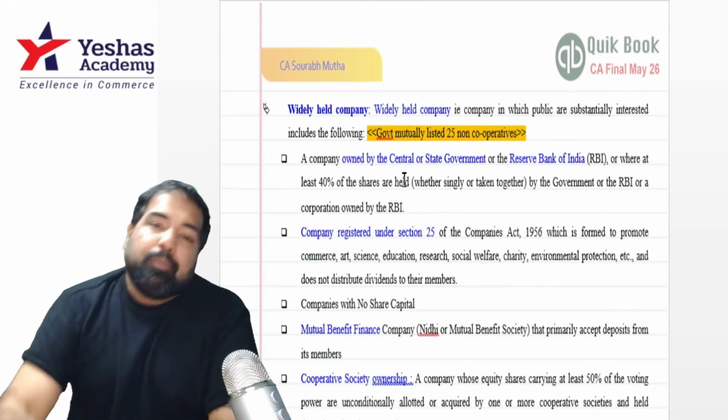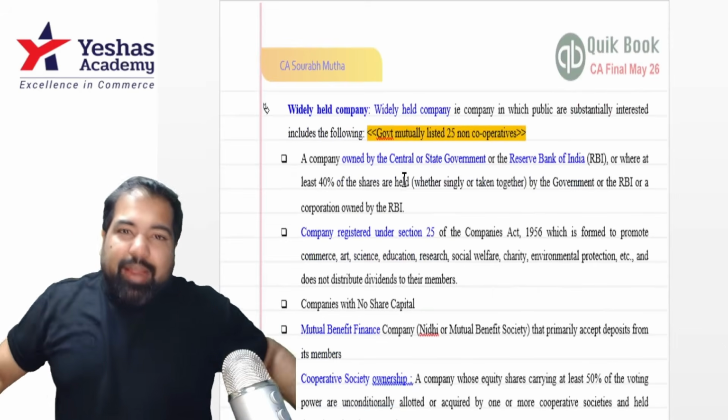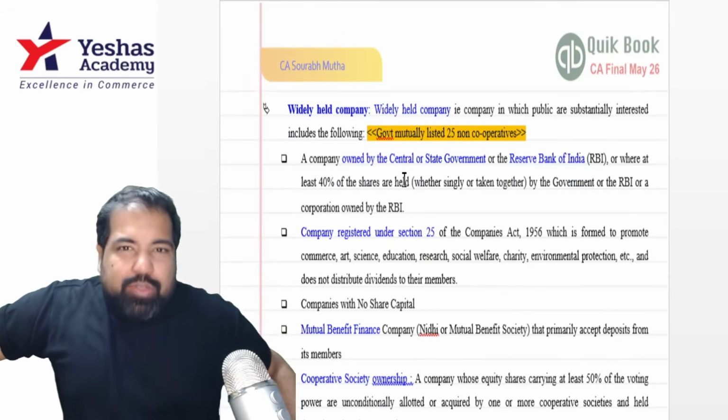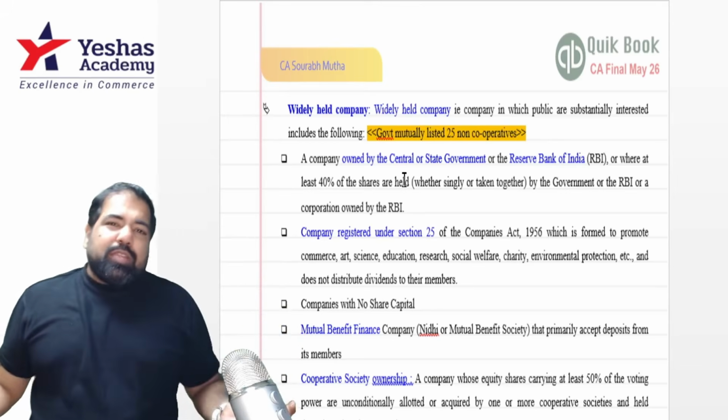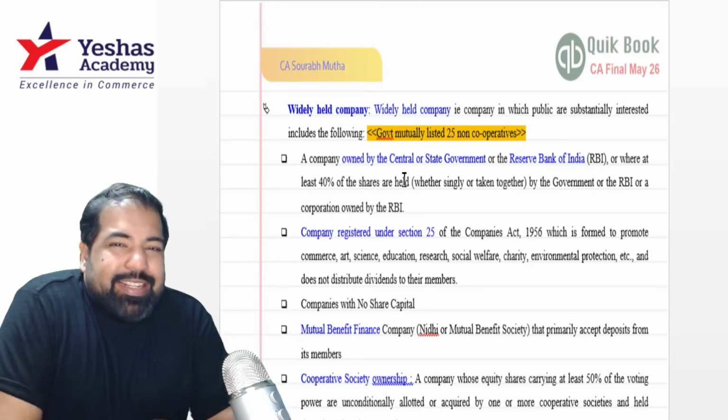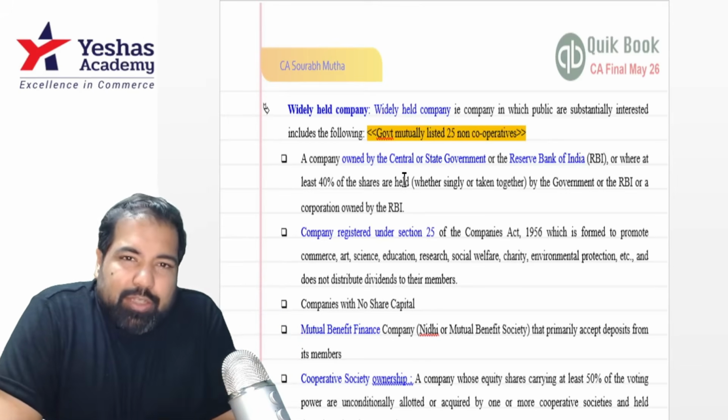Next, very important. What is a widely held company and what is a closely held company? As the name suggests, widely held means more people are holding it. Closely held means few people are holding it. But you cannot write this definition in the exam. So I'll tell you the shortcut for the definition.